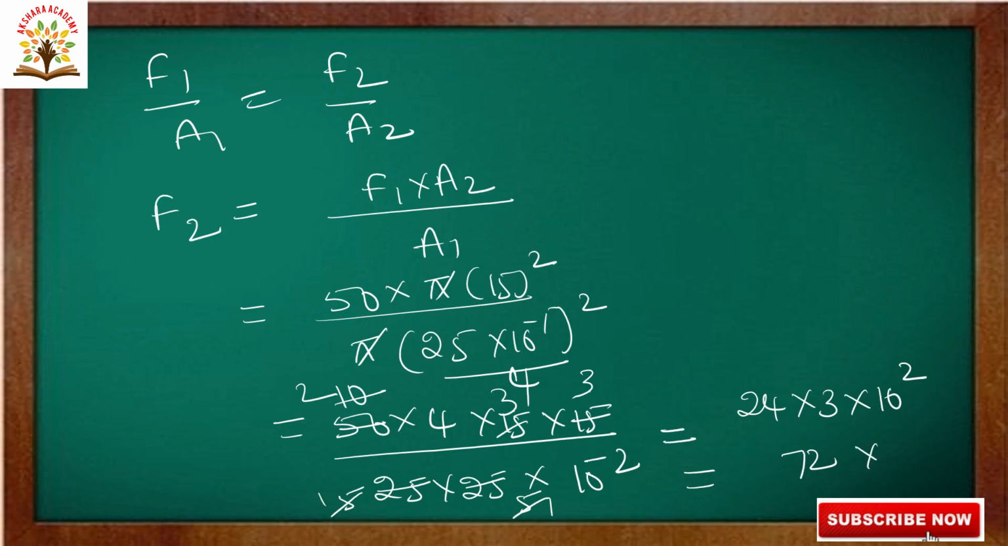72 into 10 square. So F2 is equal to 7200 kilogram weight. This is the final answer. Next we will go to the next question.